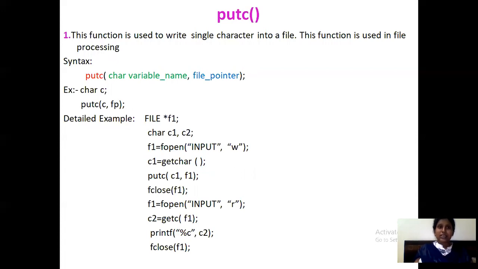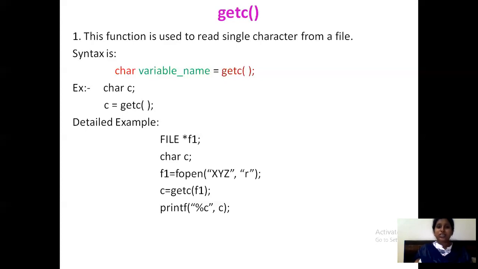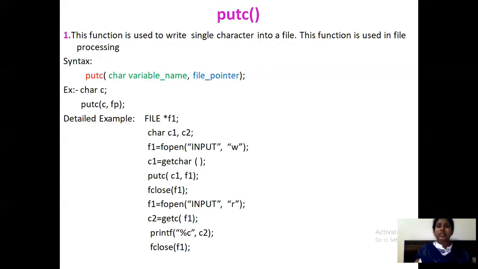Then putc. This function is used to write a single character into a file. If you want to write a character into a file, we have seen getc. getc is used for reading, whereas putc is used for writing a single character into a file. C means what? A character. If you want to write a single character in a file, then this putc function is used.